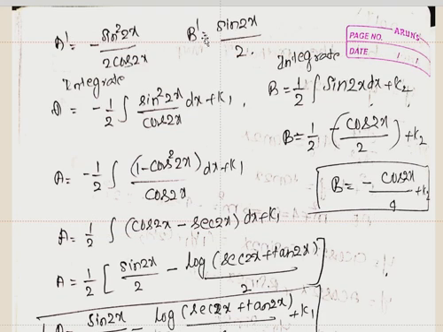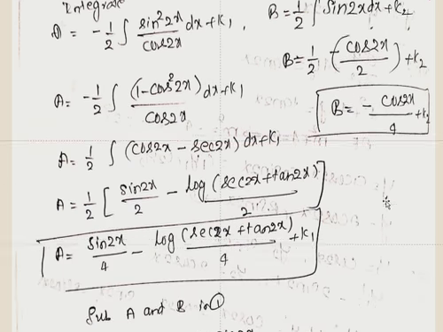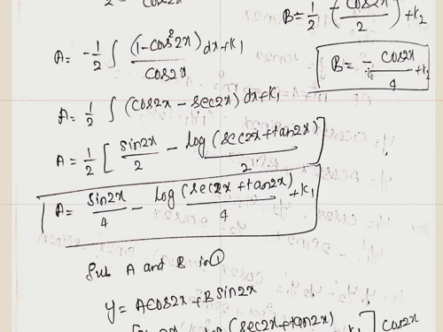Integrate on both sides. Therefore, the integration of b dash is b, that is equal to, here 1 by 2 is the constant, the integration of sin 2x into dx plus the integration constant k2. Therefore, b is equal to 1 by 2 into the integration of sin 2x, which is minus cos 2x divided by 2, plus k2. Therefore, b is equal to minus cos 2x divided by 2 into 2, which is 4, plus the integration constant k2. This is the value of b.